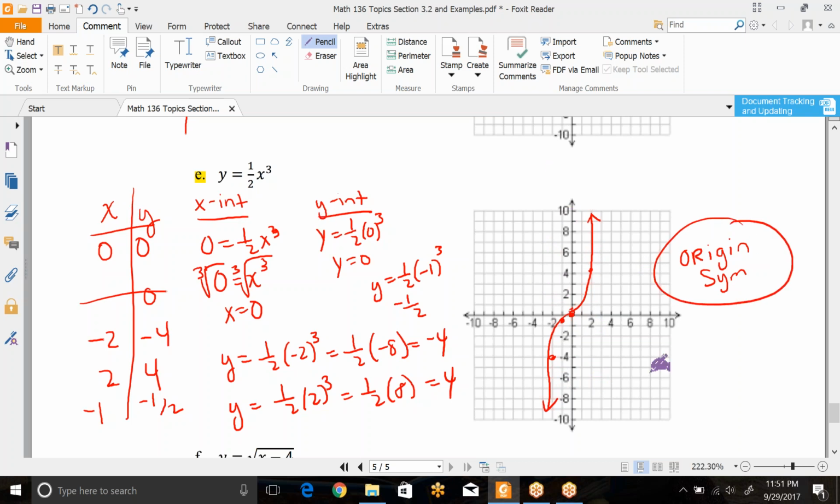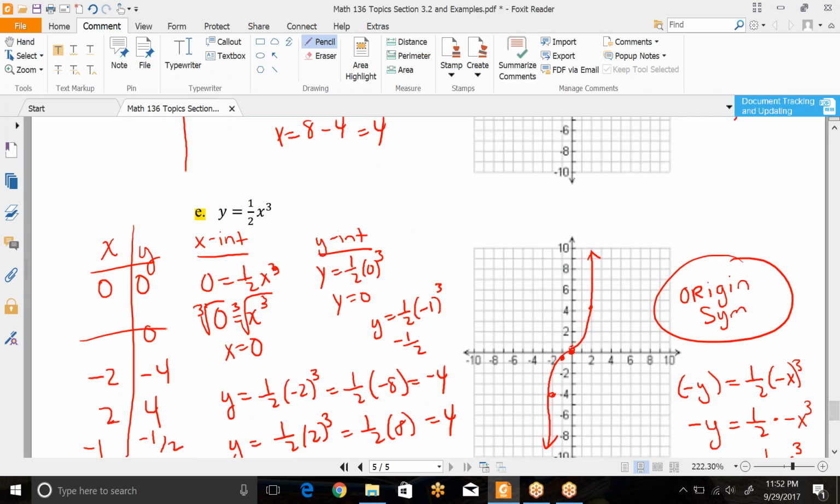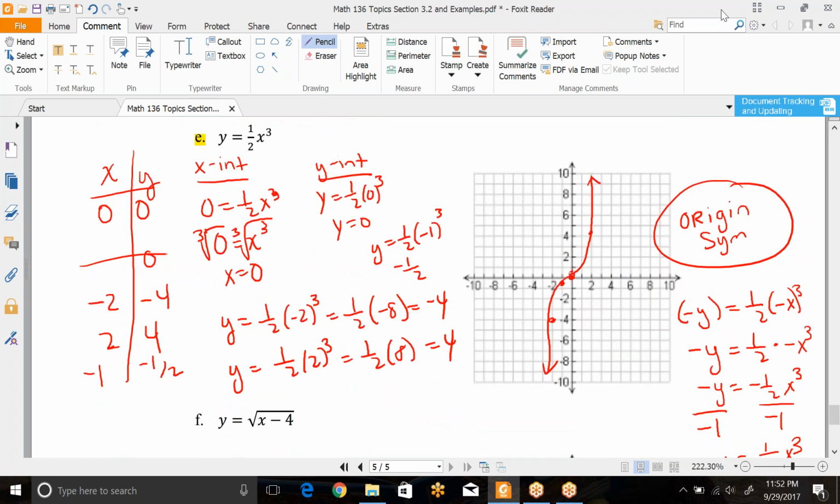Now, I'll prove that to you algebraically. With origin symmetry, you replace the x and the y both with negatives. This would just be -y. A negative cubed would still be a negative. So this is -y equals -1/2 x cubed. And then you usually divide by the -1 in front of that to turn it back into a regular y. And that is the original. So as long as it works back out to the original, it has that symmetry that we're testing for. And that's the end of the 3.2 notes.